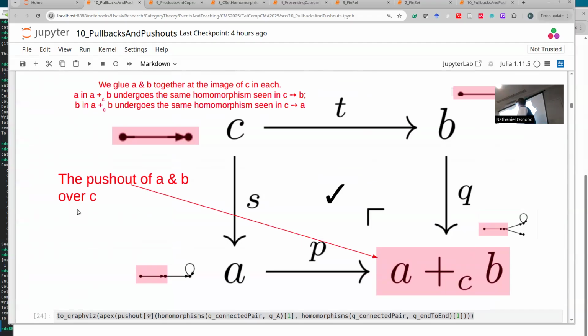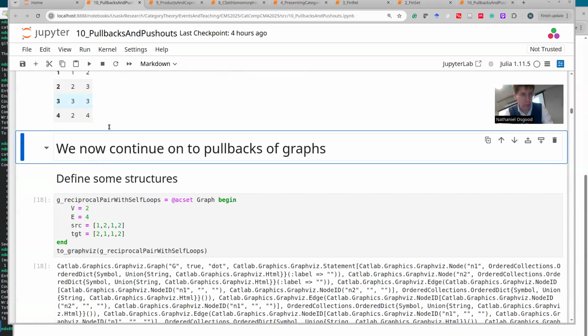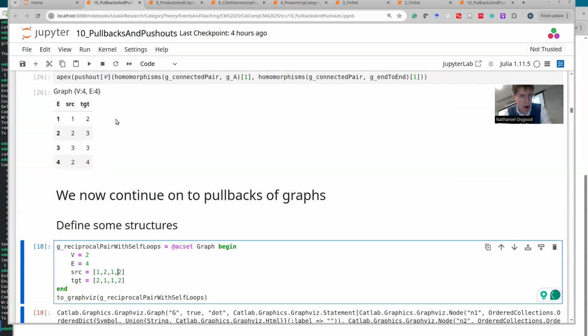We could ask for its other parts if we wanted to extract them. Here we're asking about this apex. Now, this apex is itself, if you note, when I ask about that, a CSet. It's a graph in this case, because we happen to be working with schema category graphs. That is itself a graph, and we could visualize it, and we would see that.